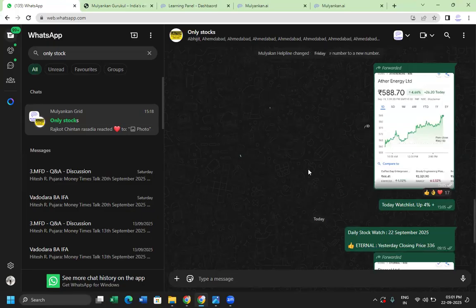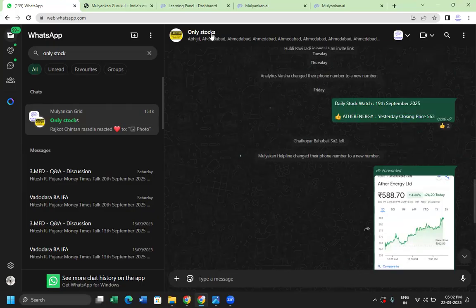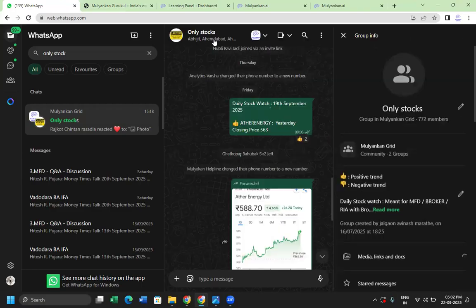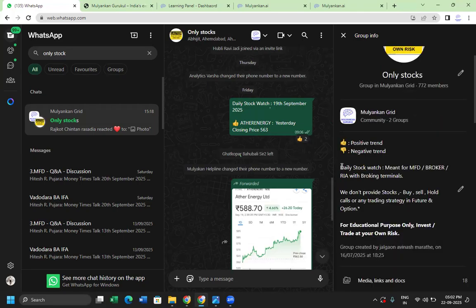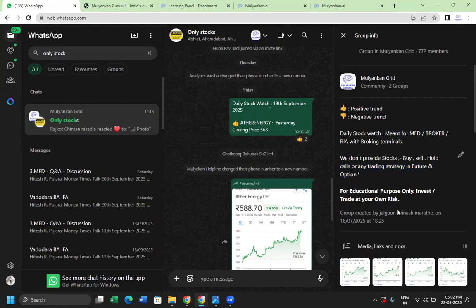So, sir, before using the Only Stock group, I urge everyone, please read the group description. Positive trend means thumbs up, negative trend means thumbs down. And please read the disclaimer. Daily stock is meant for MFDs, brokers, and RIAs with a broking terminal. We don't provide buy and hold price. You have to do it on your own basis.